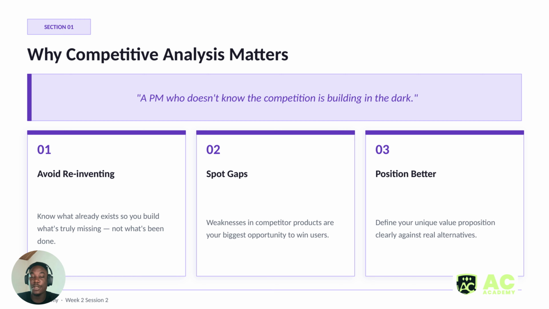First of all, it stops you from reinventing the wheel. You know exactly what already exists, so you can focus on what's actually missing. Secondly, it helps you spot gaps, because wherever a competitor is weak, that is your stronghold. That is your opportunity to win users. And third, it helps you position better. You'll be able to say clearly and confidently what makes your product unique, what makes it different. So that is it for why competitive analysis matters.